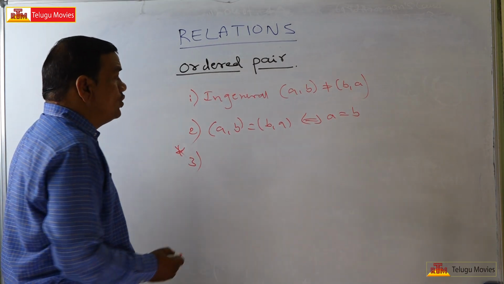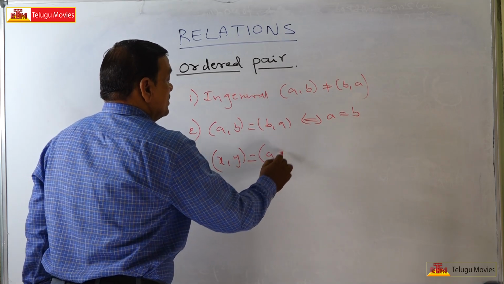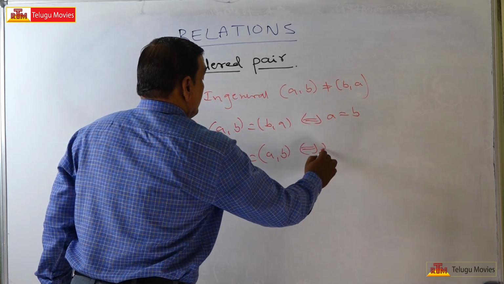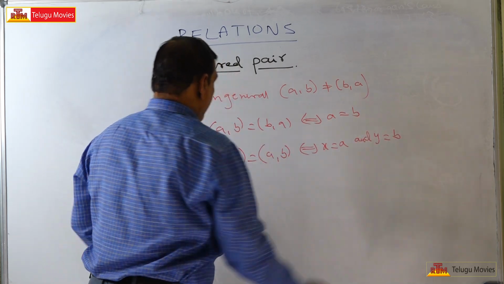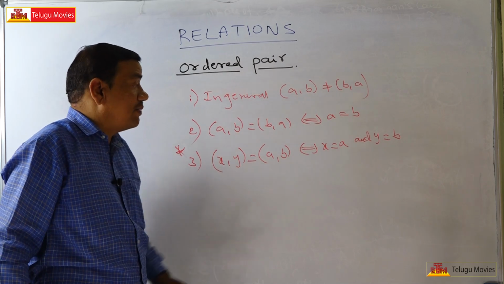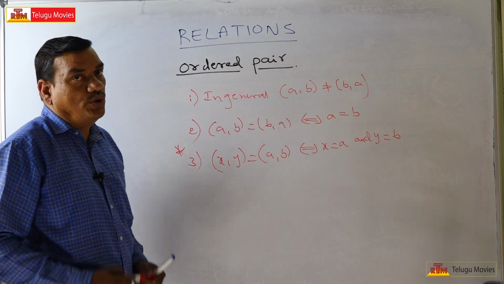The next one, very important, this topic is very important. When you say that two ordered pairs are equal, then (x, y) is equal to (a, b) if and only if x is equal to a and y is equal to b.